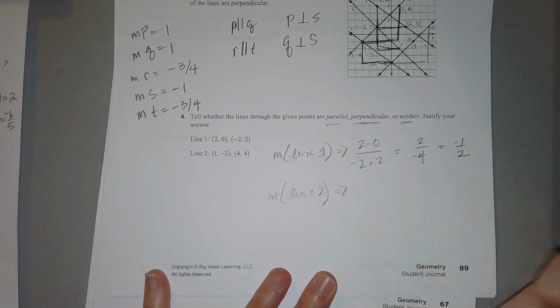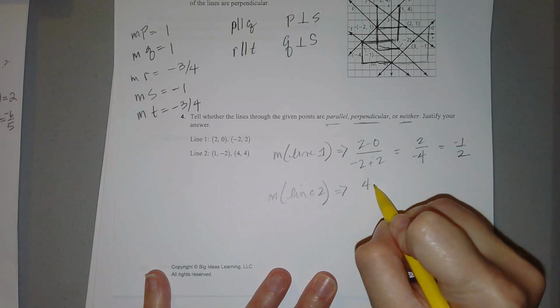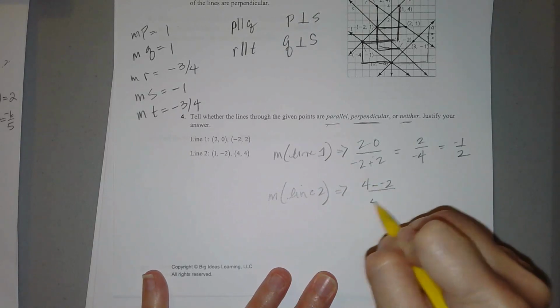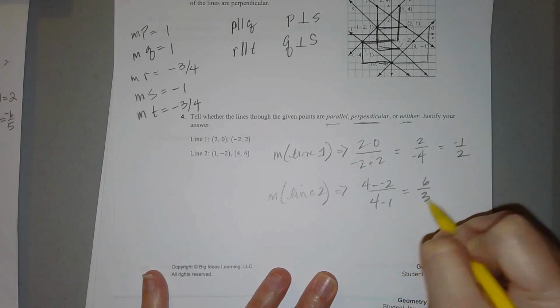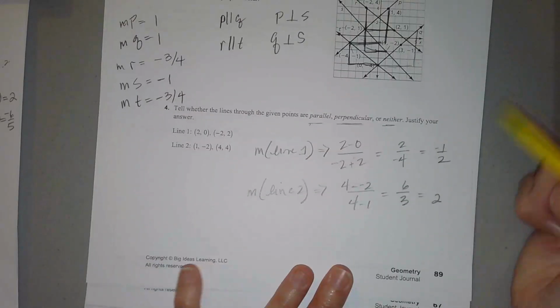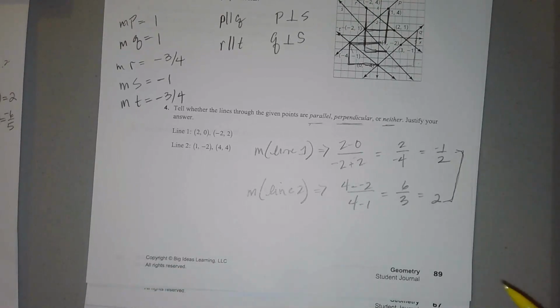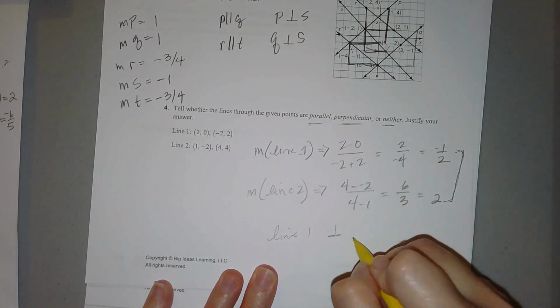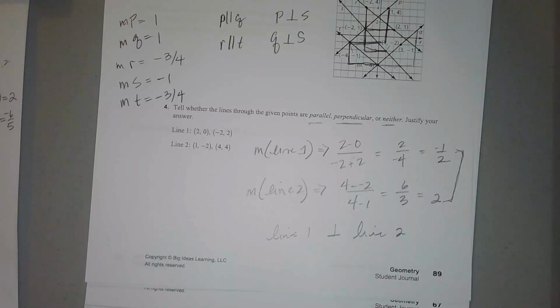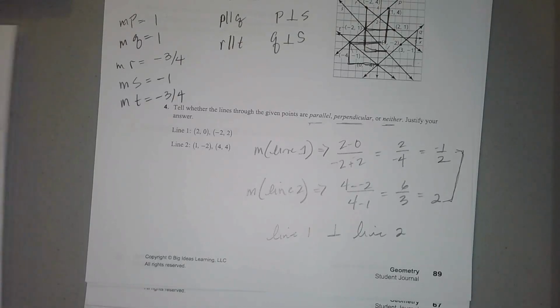All right, let's do the slope of line 2. I'm going to do the same formula, y2 minus y1, and x2 minus x1. I get 6 over 3, which is 2. So how are these related? Are they the same? No. So obviously line 1 and 2 are not parallel. Are they opposite reciprocals? Yes. So you would say line 1 is perpendicular to line 2, because they have opposite reciprocal slopes. One's positive, one's negative, and they're reciprocals of each other.